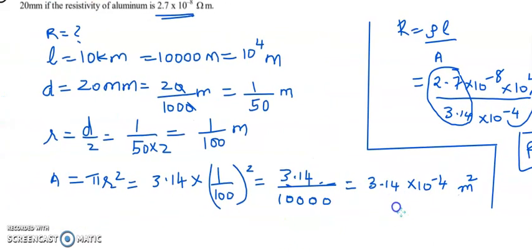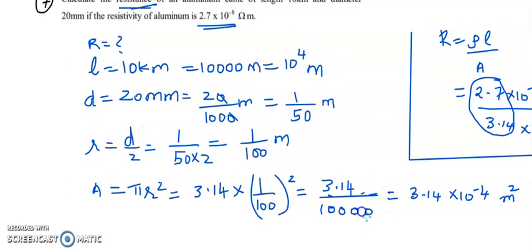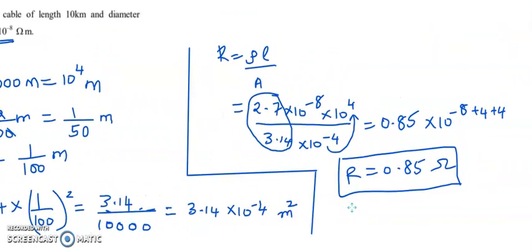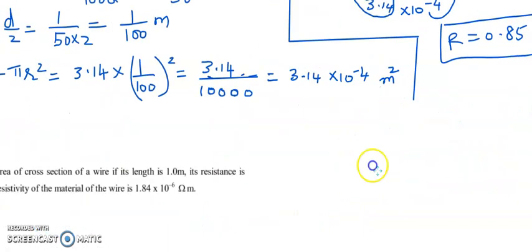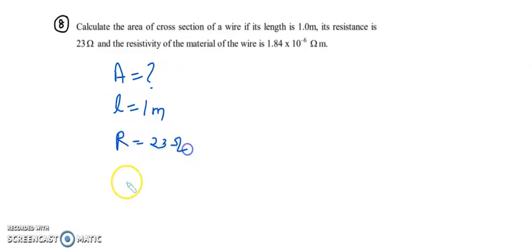So what did we do? We changed the length into meter, diameter into meter, that changed into radius, found the area of cross section, right? And then put the values in the formula of resistivity. Am I clear? The last question for today. The area of cross-section is what we have to find. So A is something we don't know. The length is given to be 1 meter. The resistance is given to be 23 ohms. The resistivity is given as 1.84 multiplied by 10 raised to minus 6 ohm meter.